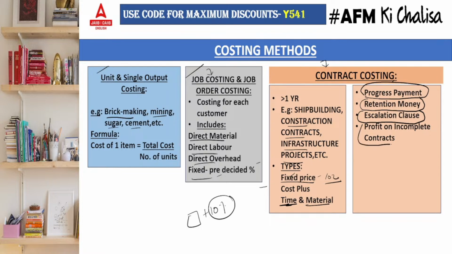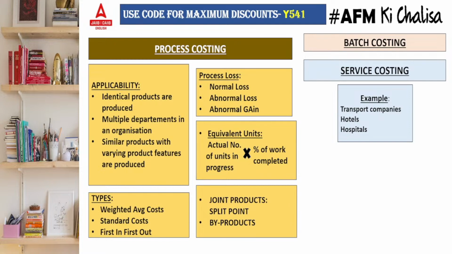Then profit for incomplete contracts can be calculated. It is anticipated that this is the total amount of cost that we have included. So the profits and all should be recorded later, but losses should be recorded right away. Then comes process costing. For example, paper making.